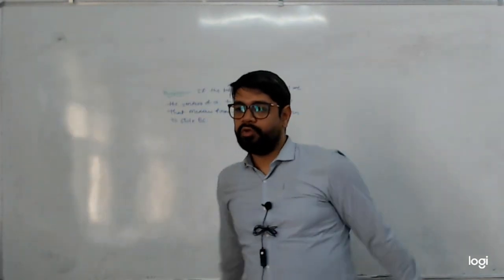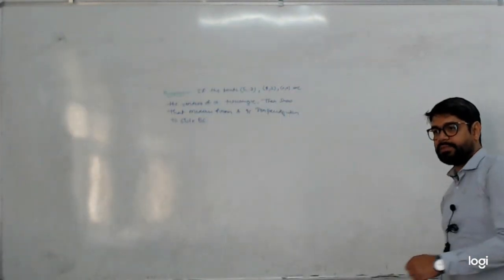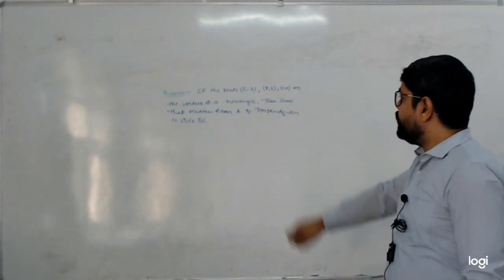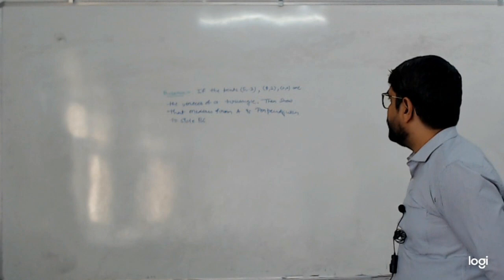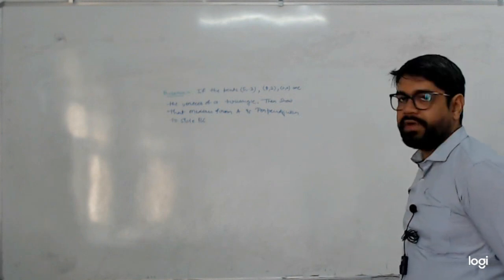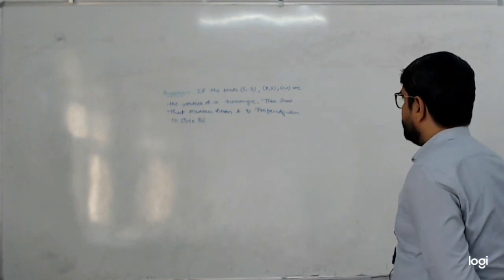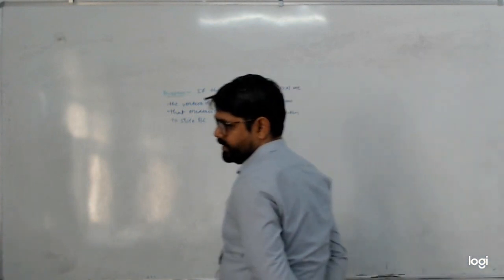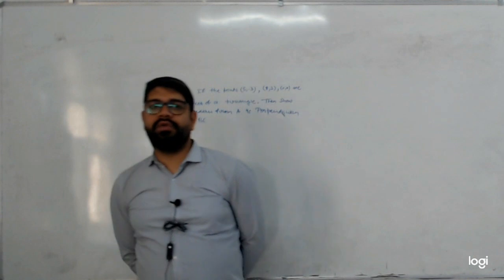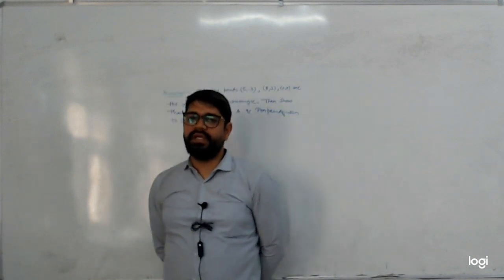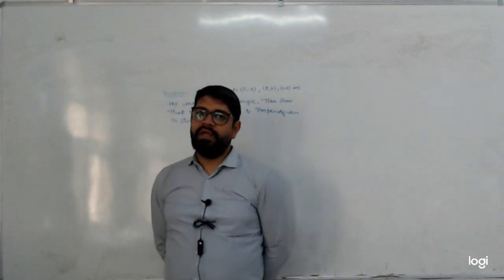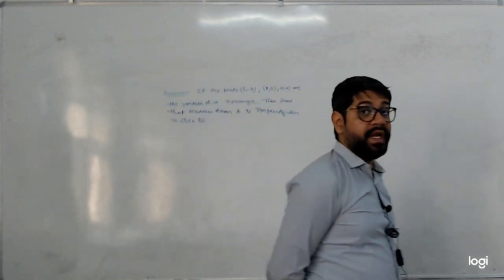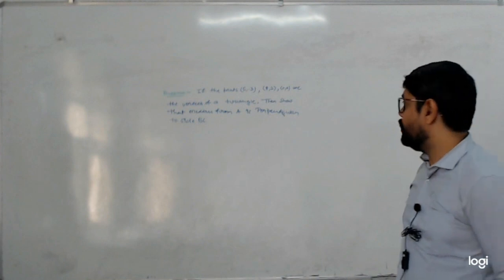OK, so now let's do some questions based on these concepts. The first question, you can easily see that: if the points 5, -3, 8, 2 and 0, 0 are the vertices of a triangle, then show that the median from A is perpendicular to side BC. What is given? Three points are given, the coordinates of the vertices of a triangle. What do we have to show? The median from point A to side BC is perpendicular to side BC.